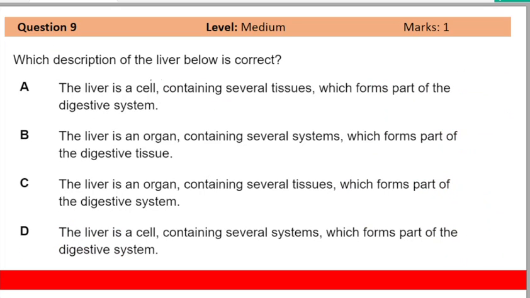Question number 9. Which description of the liver is correct? Liver, it is an organ, right? So let us see one by one. Option A, the liver is a cell, it is incorrect. Liver is an organ, correct, containing several systems, it is wrong. An organ is made up of tissues, not systems. Let us see next. Liver is an organ, correct. Containing several tissues, correct. Which forms part of the digestive system, correct. So C is the correct option here.